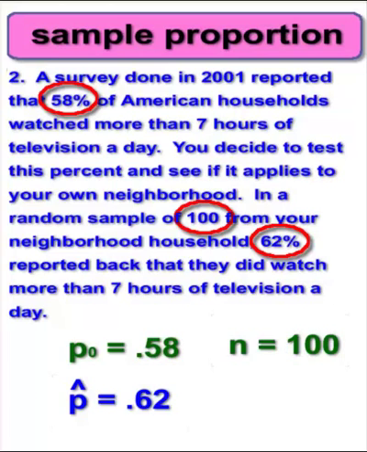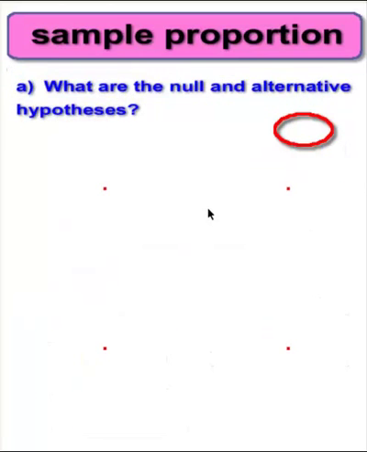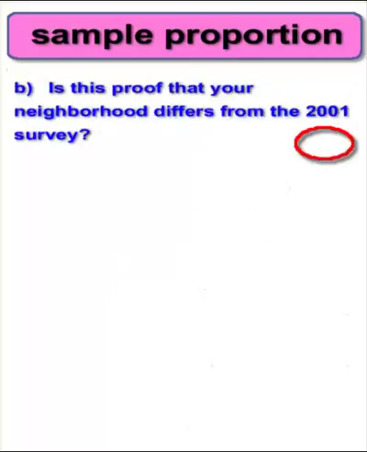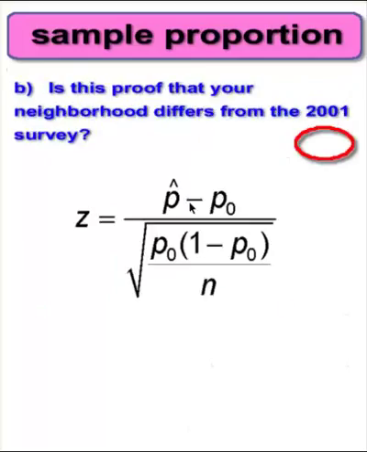First thing we're going to do is write the null hypothesis, which basically states that the proportion of people watching 7 hours of TV or more per day is 0.58, and we're challenging that with the alternative hypothesis that says no, it's not 0.58. So let's go ahead and do some math. We have to find a test statistic using this formula. Don't be frightened. We have all the data we need. We're just going to plug and chug now.